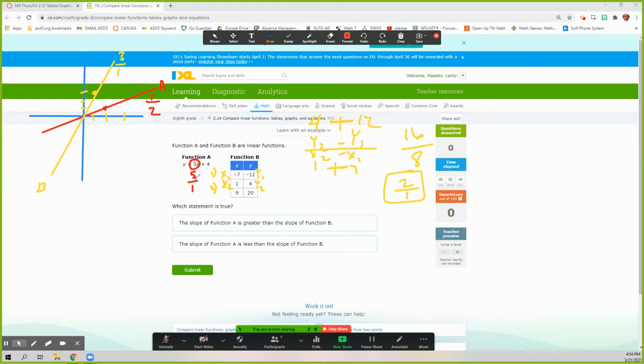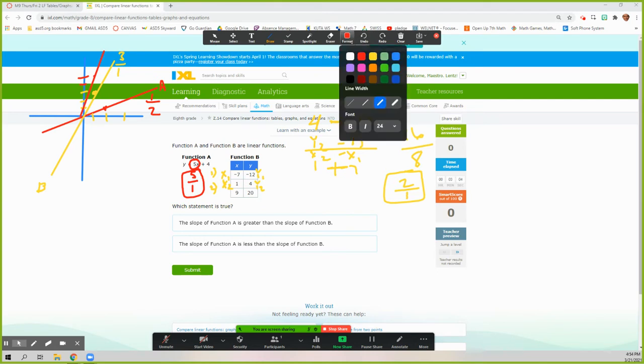And here's the slope over here for the equation. So we're comparing an equation and a table right now, and it says which one has a greater slope. The red one would be up 5 over 1. So in theory, it would look something like this.